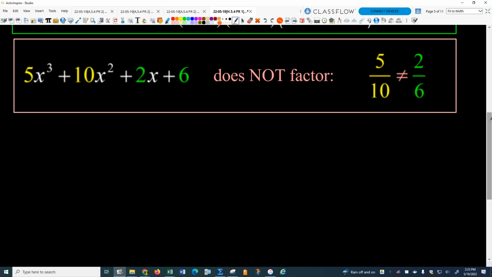How about this one? Well, 5 divided by 10 is not equal to 2 divided by 6. And we can see that with cross product really quickly and easily. We get 30 for one cross product. We get 20 for the other. And those are not equal. So don't even bother trying. That one's not going to work. Okay? Make sense? Quick and easy way to tell if you want to go through the hassle of factoring by grouping.